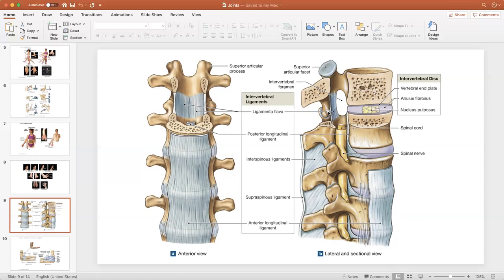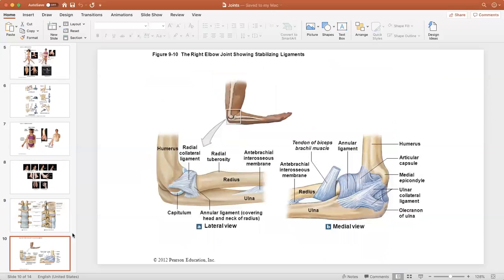Then you have your ligamentum flava, which are ligaments between the lamina, and then you have the interspinous ligaments and the supraspinous ligaments between the spinous processes and then over top of each of the spinous processes. Okay. And then we'll go into the elbow.